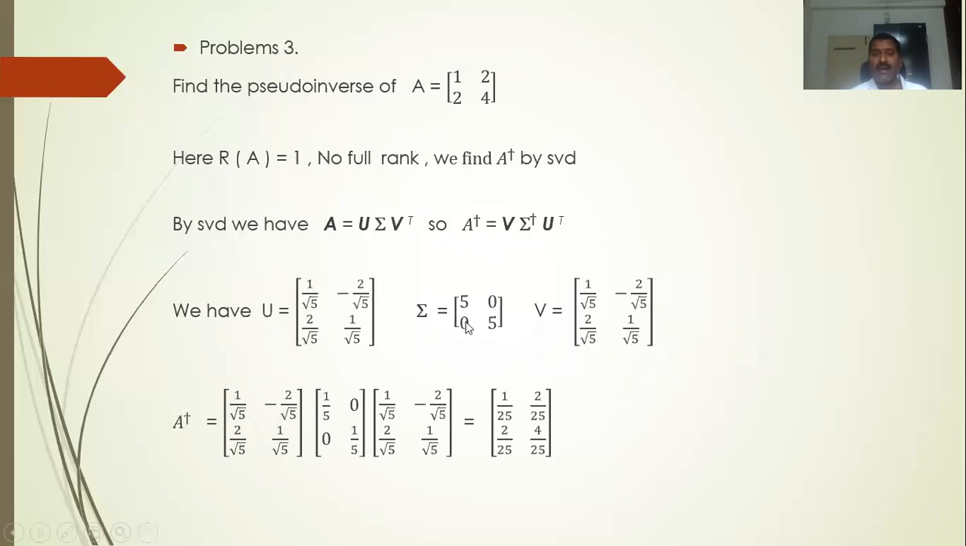The singular value is root 5, meaning the eigenvalue is 5. So sigma plus is 1 by root 5. I think we need to check it out here. Please check it out. So sigma plus is the reciprocals of those singular values. And this is a V transpose. You multiply all these three, then it is 1 by 25, 2 by 25, 2 by 25, and 4 by 25. That's how we find the pseudo inverse.